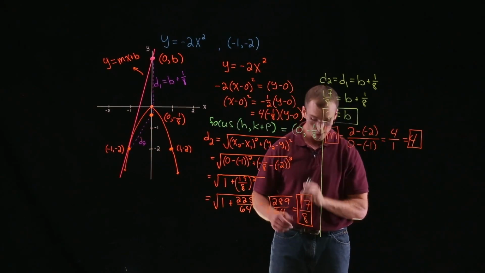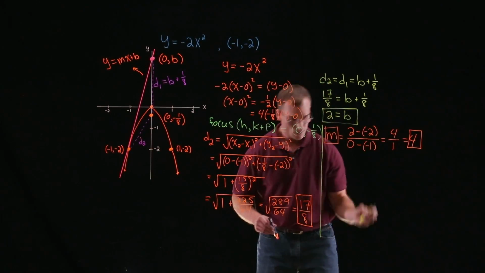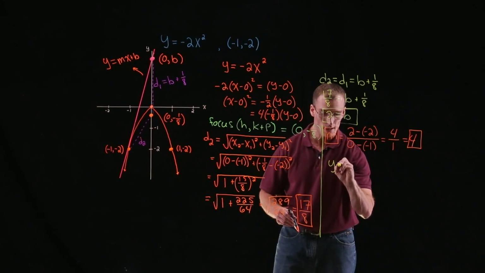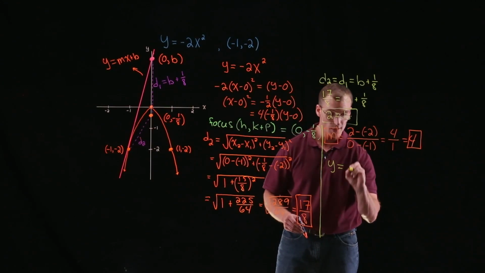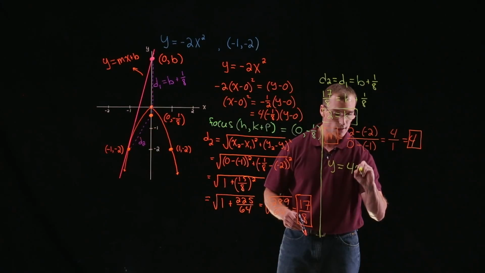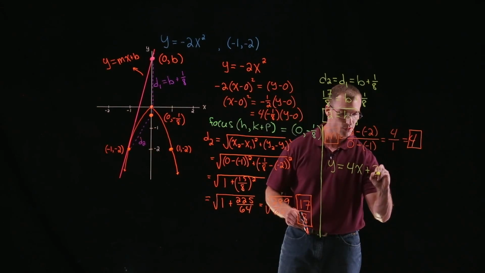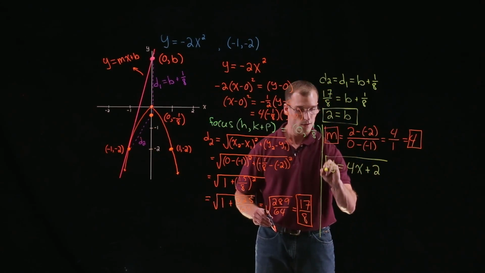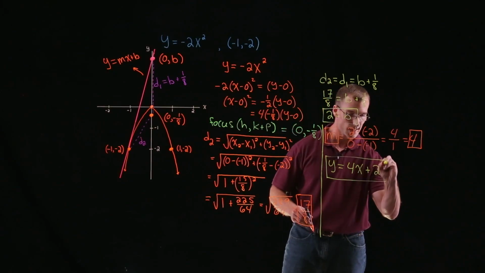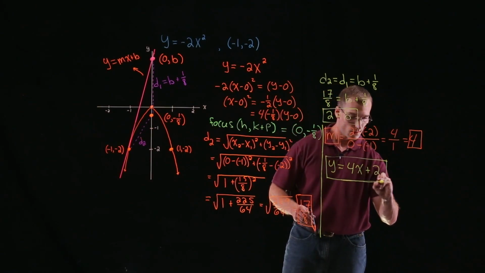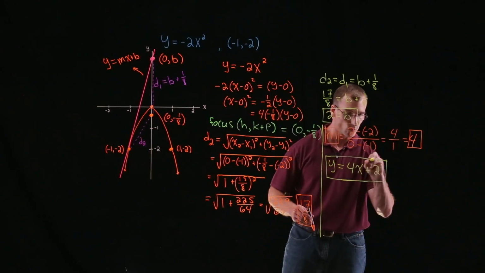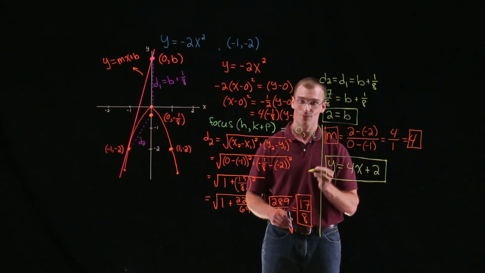And finally, putting it all together, the equation of our line is going to be y equals mx plus b, or y equals 4 times x plus 2. So there's the equation of the tangent line intersecting the parabola at the point -1, -2. Thank you very much.